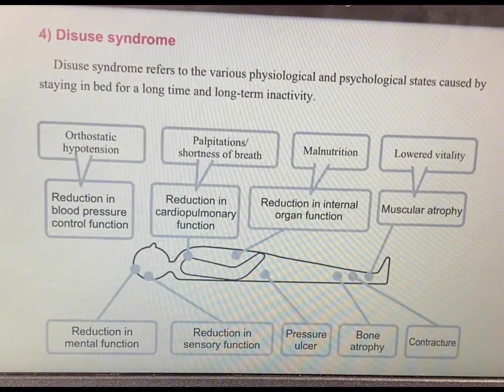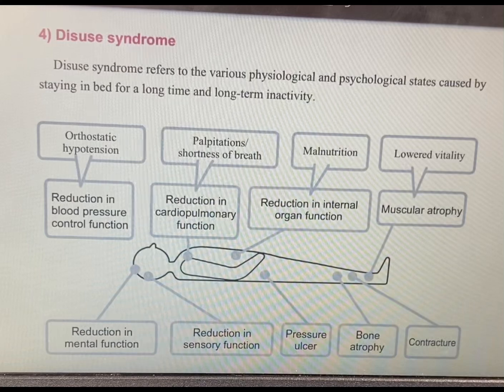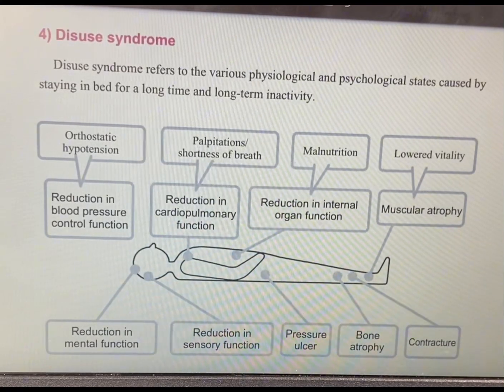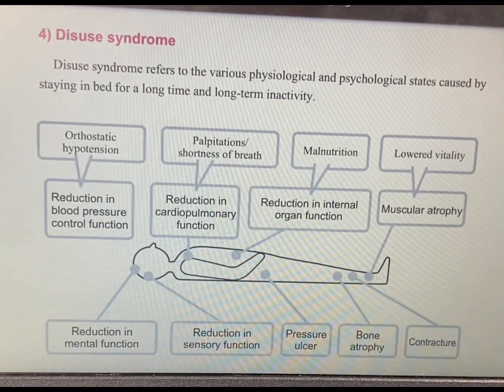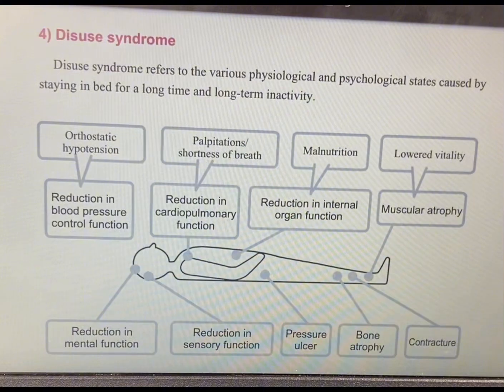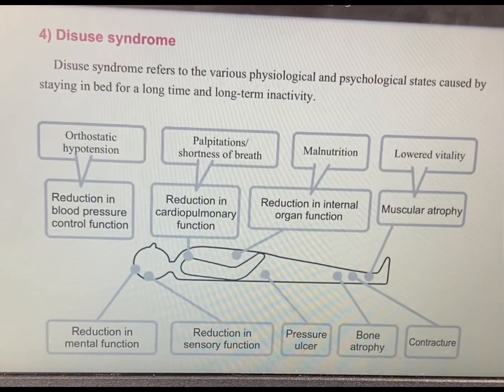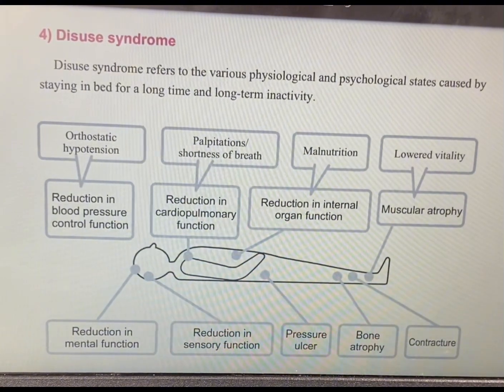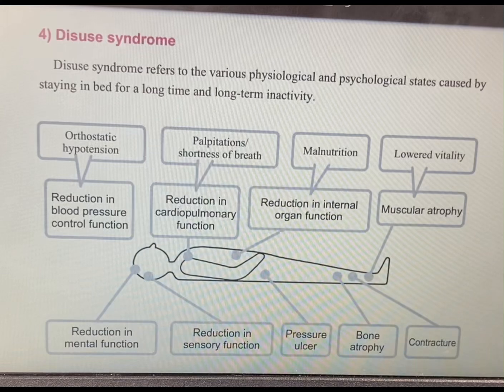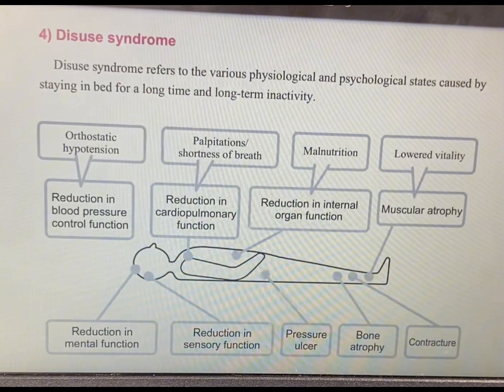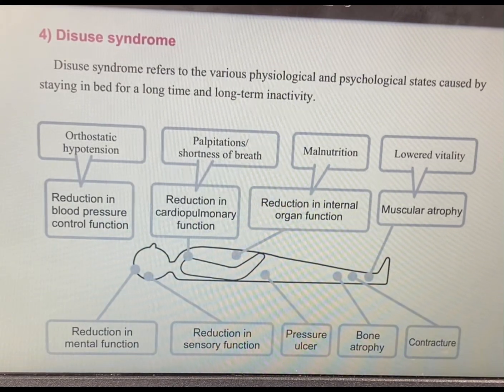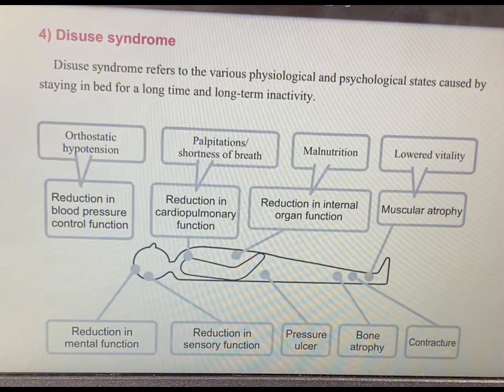And then next is reduction in sensory function. So, ayun nga, walang mga stimulants, hindi masyadong gumagalaw ang ating brain. Next is pressure ulcer. Ito po yung medyo mahirap kasi nga po masakit po ito masyado, no, pag nagkaroon ng sugat. Lalo na kung very deep na siya.